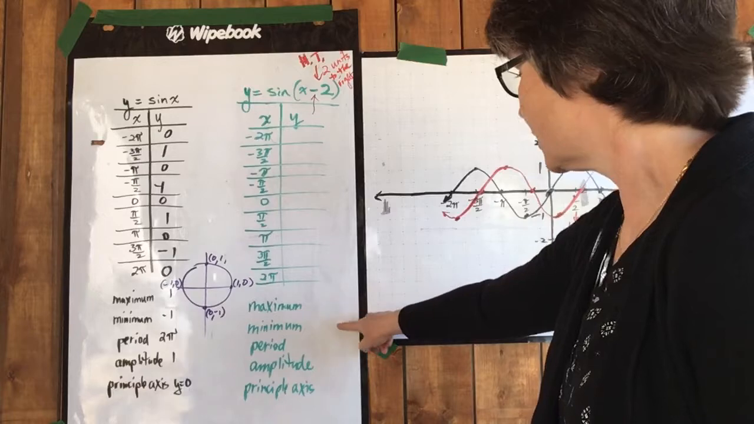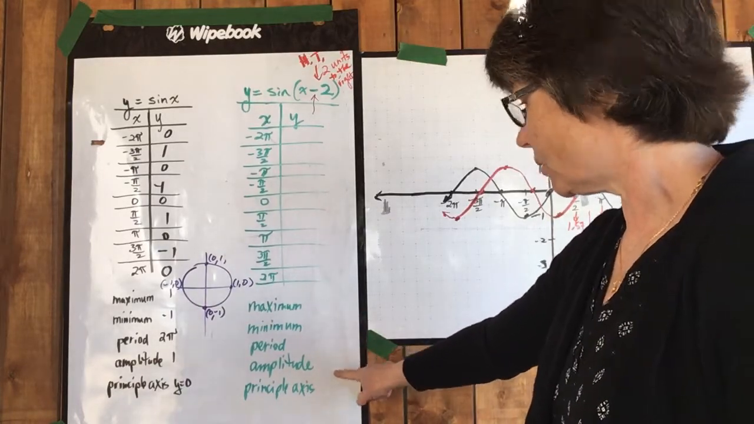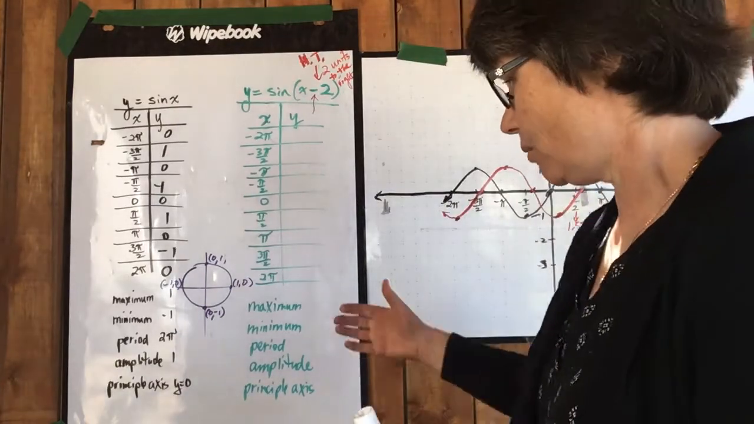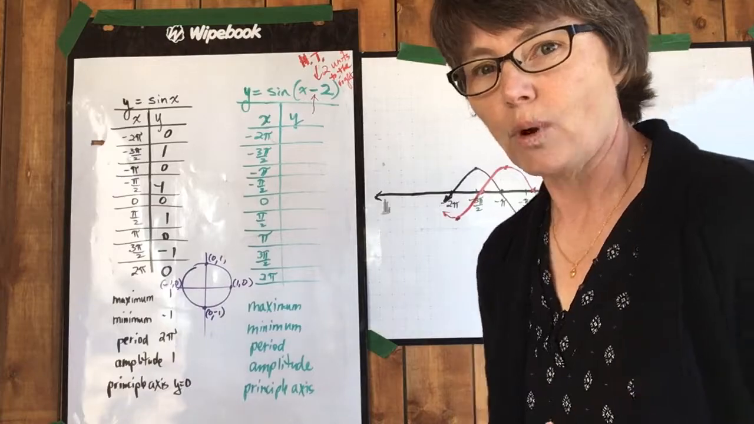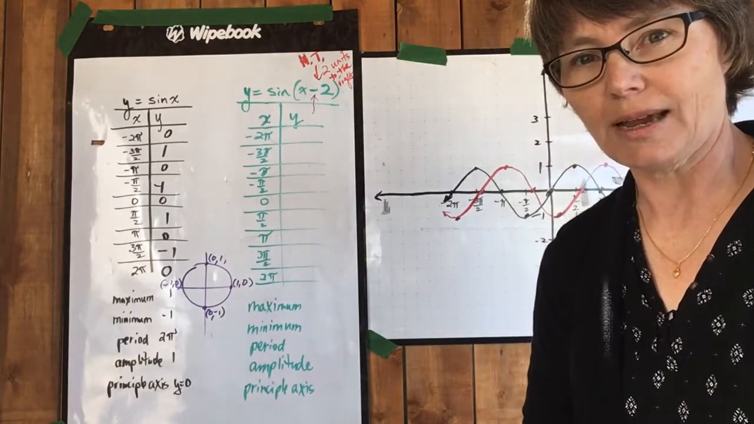Remember to finish your max and min. Is the max changing? Is the min changing? No. Is the period changing? No. Is the amplitude changing? No. Is the principal axis changing? No. Be thinking about what all these words mean, and compare them to your original graph y equals sine x. What do they look like? Have fun.